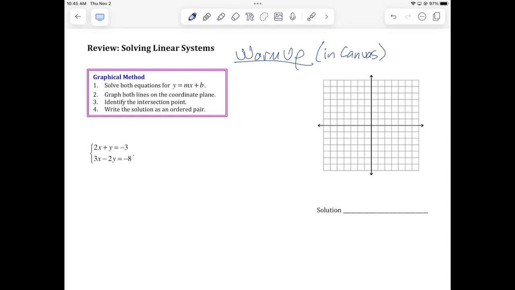It means you're looking for the places where the two graphs do what? Intersect. Yeah, that's the key word right there. We want to know where they intersect. So when we do these graphically, we're going to do them by hand graphically, not on the calculator.